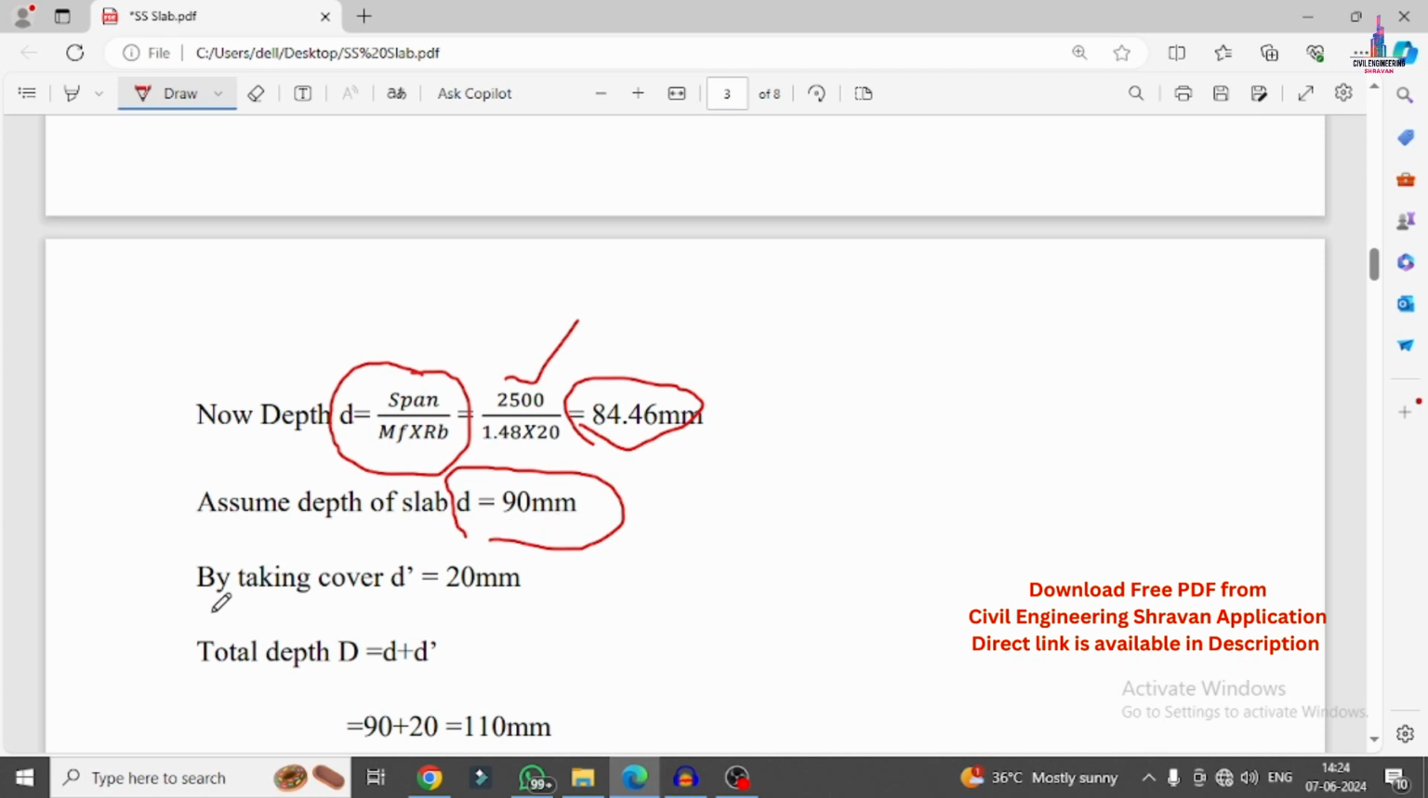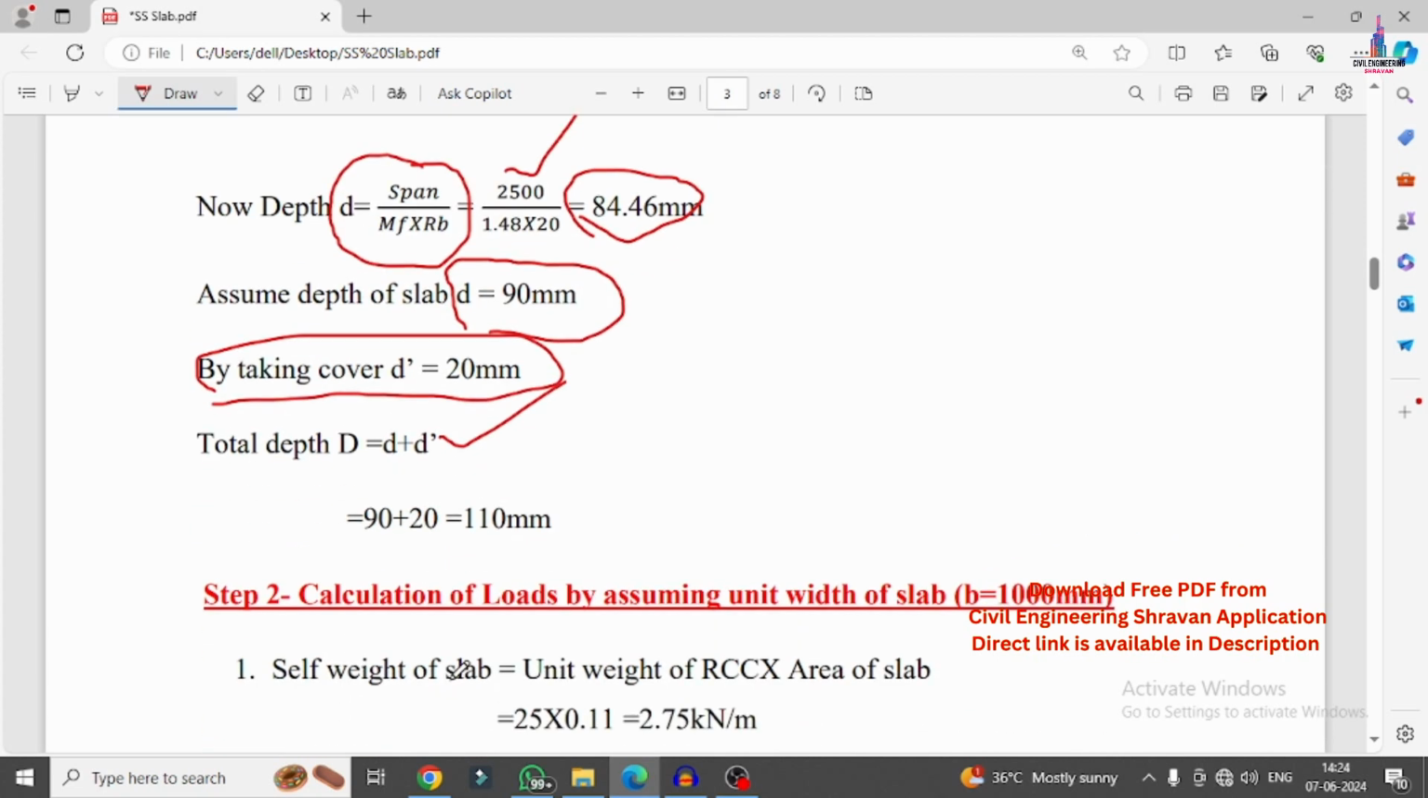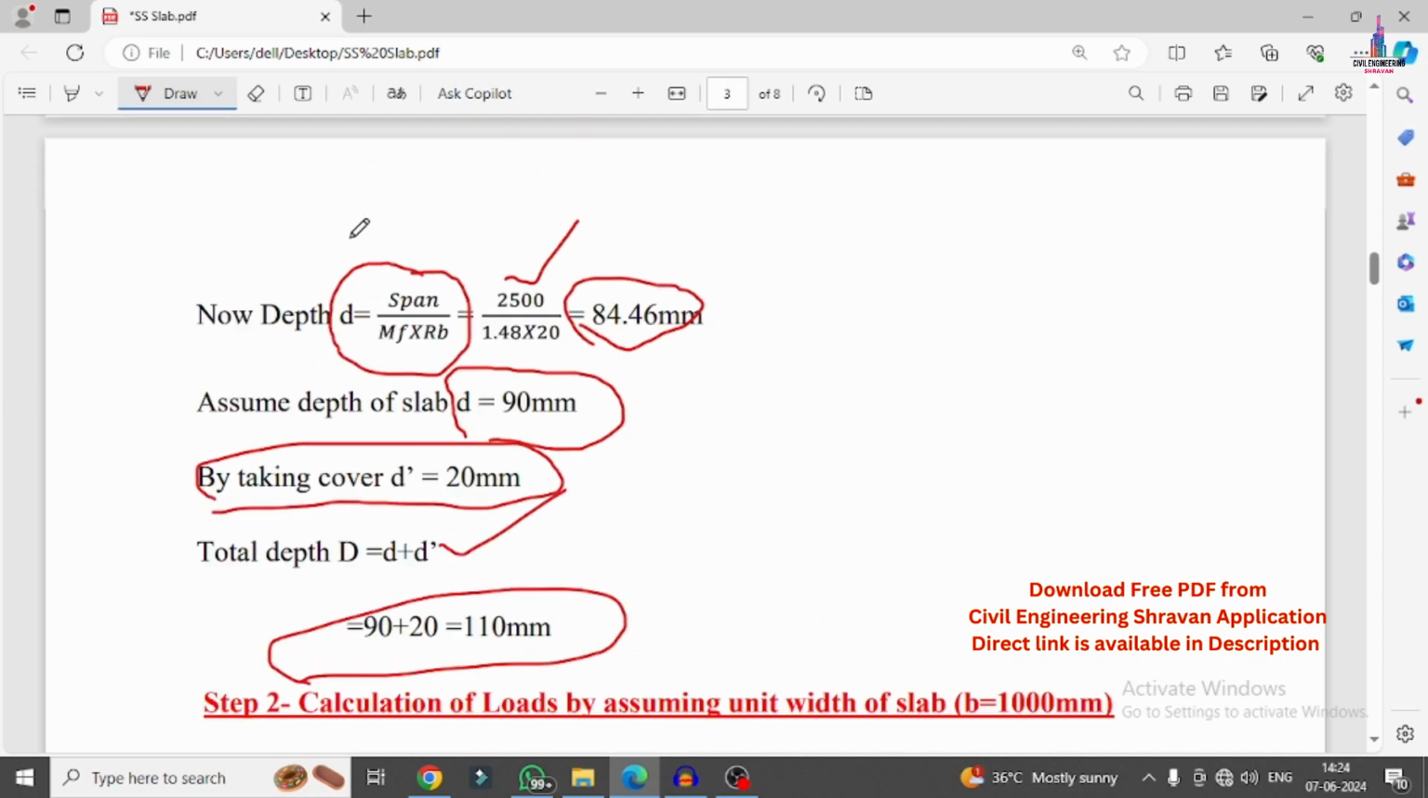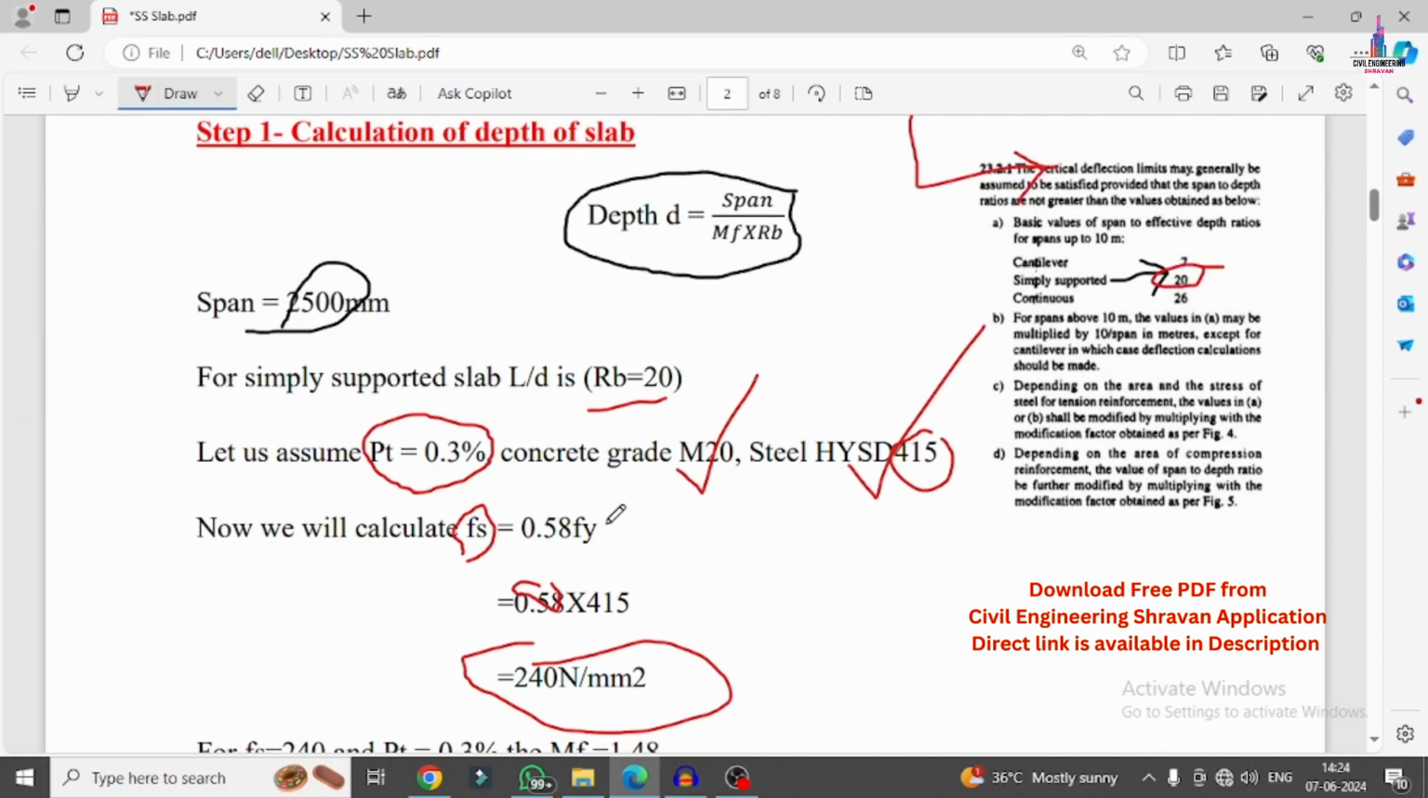mm. So by taking the cover as 20 mm for the slab section, we have to consider the total depth, which is d plus d, 90 plus 20, approximately equal to 110 mm for this slab section. So this is the first step for calculating the depth of the slab.